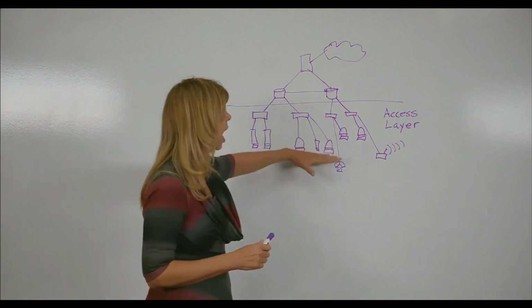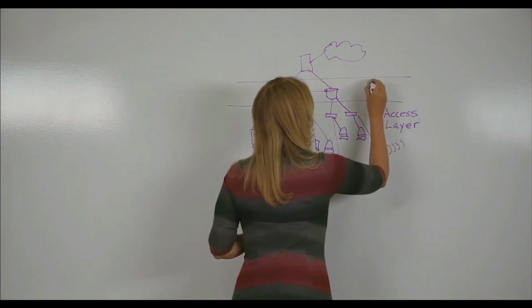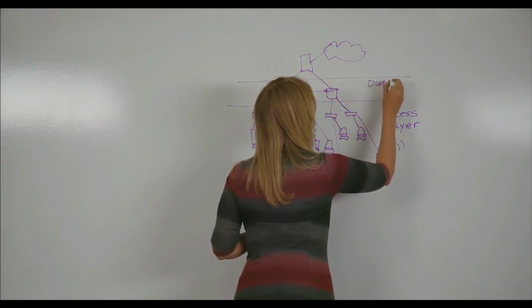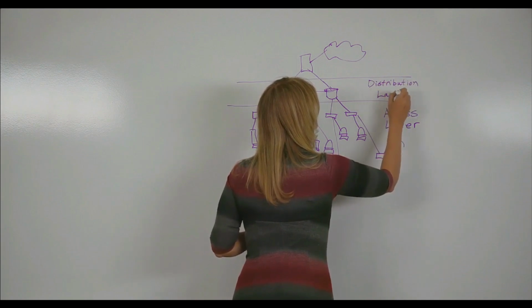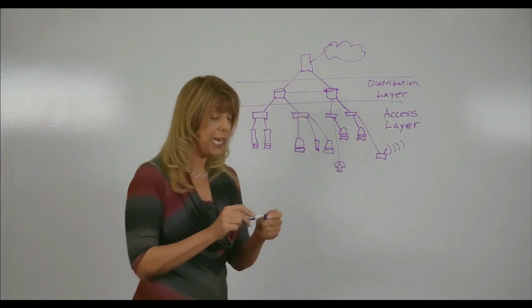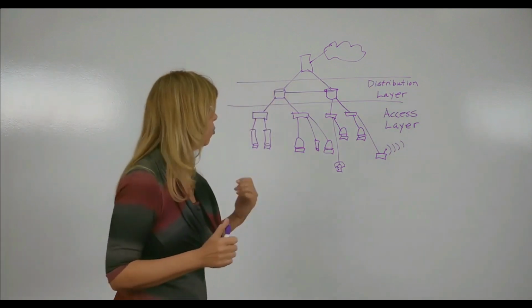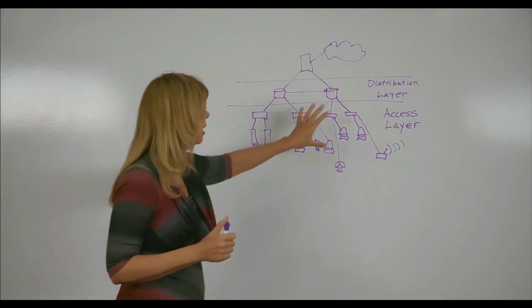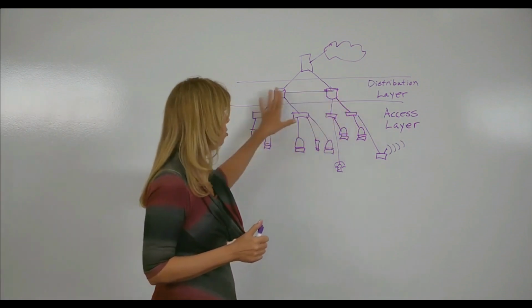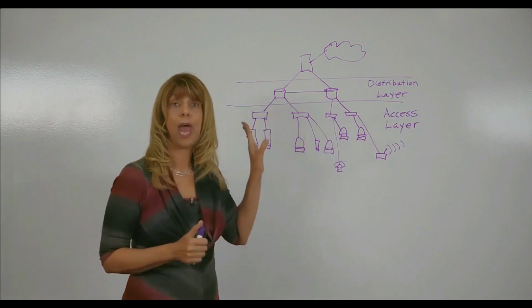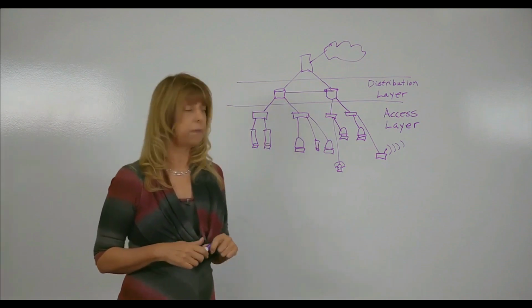The next layer up is the distribution layer. The distribution layer's main function is to interconnect the access layer networks and to direct the traffic such that traffic that needs to stay local stays local, and traffic that needs to traverse to remote networks actually has a path to use to get from one network to the other.